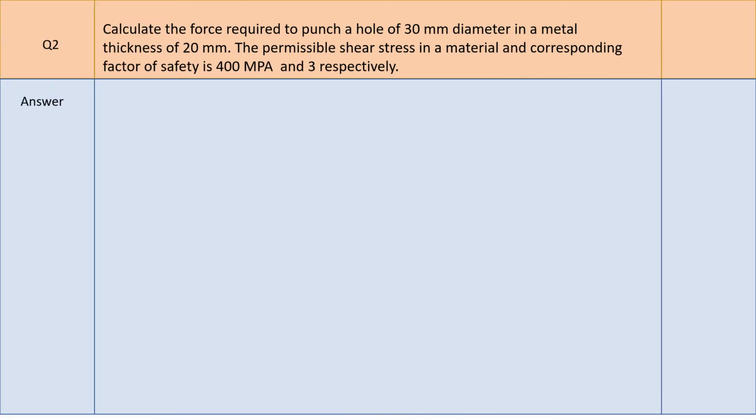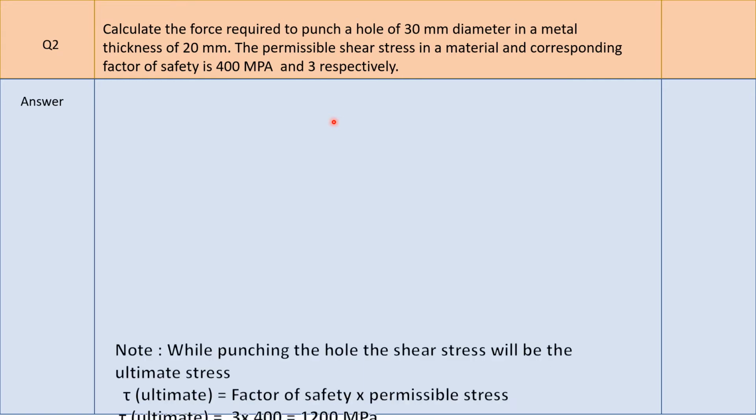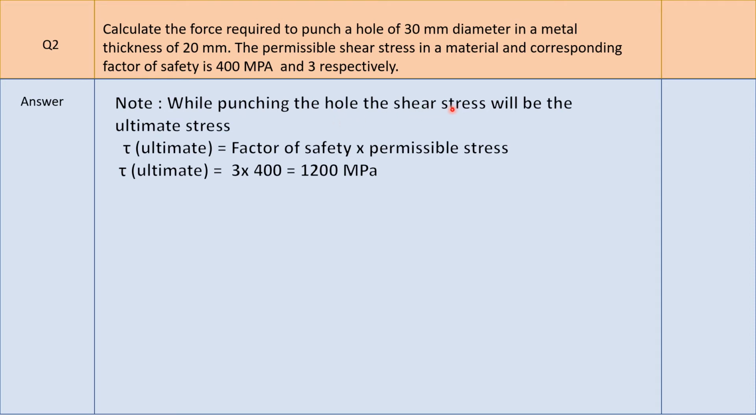Calculate the force required to punch a hole of 30 mm diameter in a metal of thickness 20 mm. The permissible shear stress in the material and the corresponding factor of safety are 400 MPa and 3 respectively. Now the permissible shear stress is given, but when the hole is punched, at that time it is the ultimate stress and not the permissible stress. So we have to calculate the ultimate stress. While punching the hole, the shear stress will be the ultimate stress.